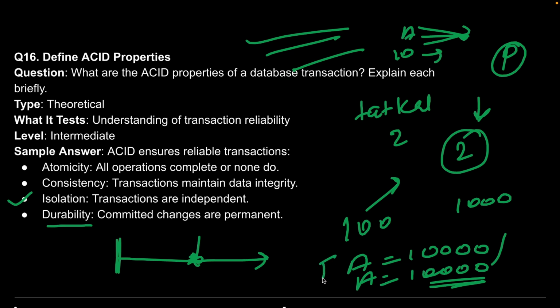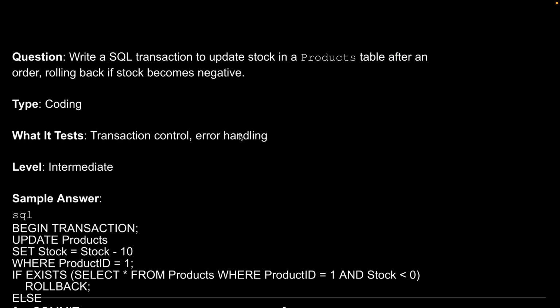If there is a statement, or a maintenance, or if something happened, let's suppose the final amount is 10,000, whatever happened, it is permanent. It won't change unless there is a transaction happening. So this is what ACID property means. Whenever you try to answer this question, I would highly recommend you to go with examples.